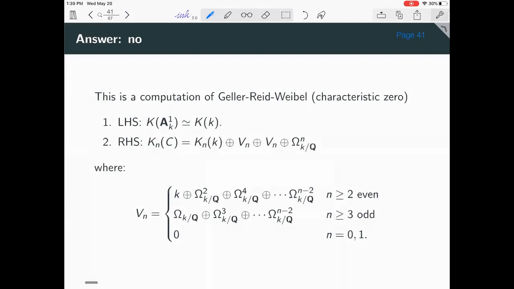Okay, so this is the computation. The term involves three summands, two copies of this thing called V_n's, and these relative differentials of degree n of k over q. This V_n's also consists of relative differentials, and you can see them here. It's not that important, but maybe let me point to something: when n equals 0, 1, right?